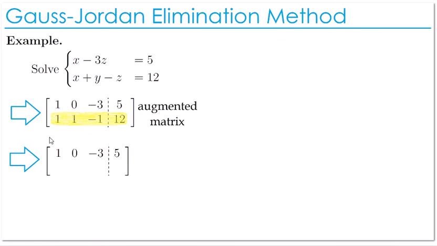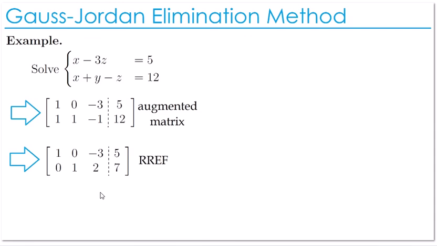So 1 minus 1, that is 0. 1 minus 0, we have 1. Negative 1 minus negative 3, that is negative 1 plus 3, that is 2. And finally, 12 minus 5, we have 7. There you have it, 0, 1, 2, and 7. Then that's it. The leading ones are in order already, and the entries on the column of leading ones are zeros. So this matrix is already in REF.